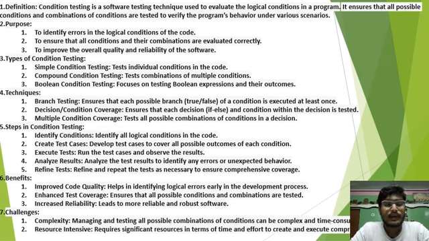Purpose: to identify errors in the logical conditions of the code, to ensure that all conditions and their combinations are evaluated correctly, to improve the overall quality and reliability of the software. Types of condition testing: simple condition testing tests individual conditions in the code. Compound condition testing tests combinations of multiple conditions. Boolean condition testing focuses on testing Boolean expressions and their outcomes.